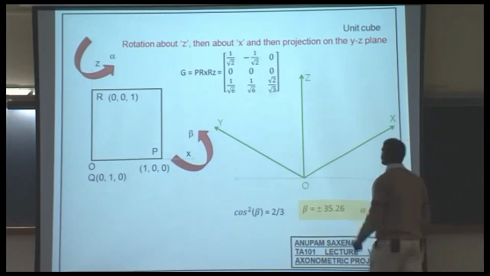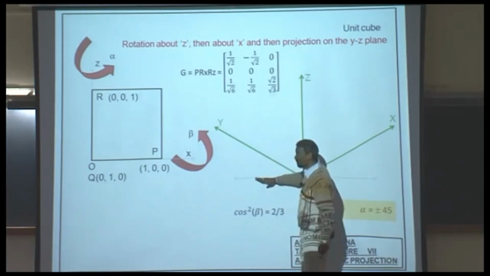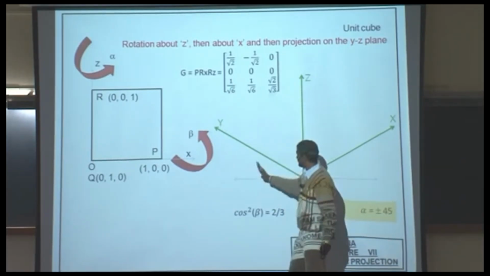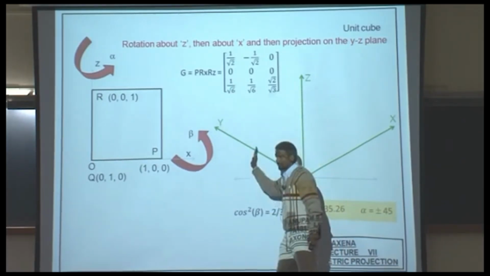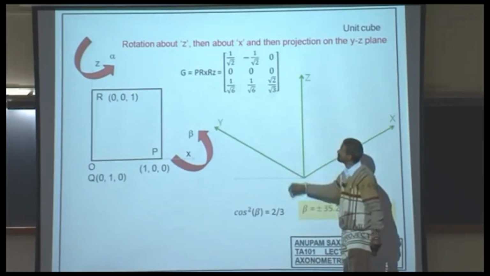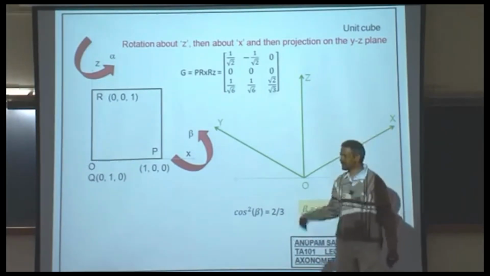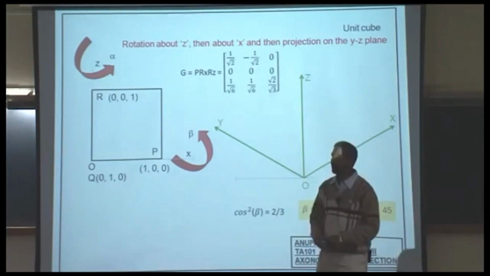You can work out the same for q. So the x coordinate is minus 1 over root 2. The z coordinate is 1 over root 6. Tan of minus 1 over root 3, which is 30 degrees on the other side. Okay?